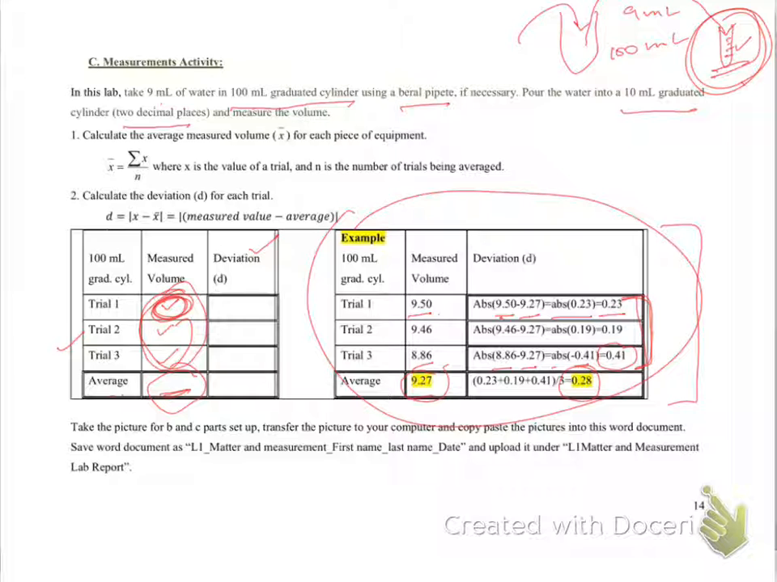So you definitely have to take the pictures of part B and C because you're actually doing the experiment. You're going to transfer the picture to your computers. You're going to copy paste the picture into this document under this page. Then you're going to save your Word document with this L1 Lab 1 matter and measurement, your first name, last name, and date, and then you're going to upload it under this lab report. And I'm going to show you in a minute on Canvas. It's not the exact this name. I'm going to show you on Canvas.